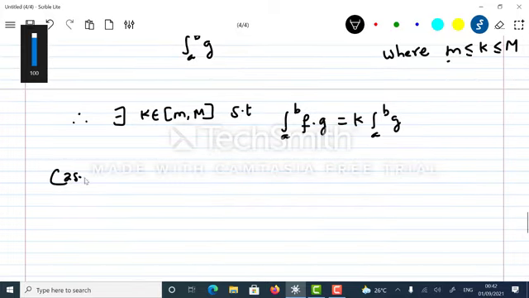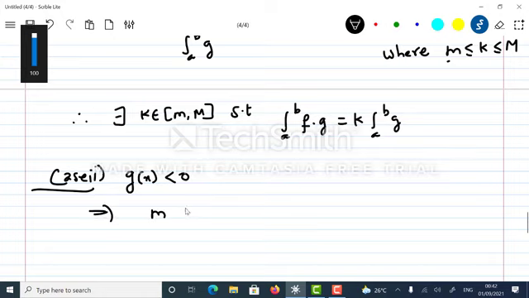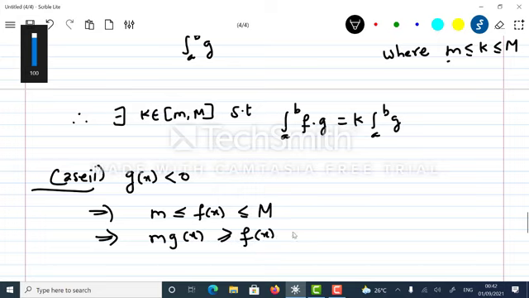So case 2, that if g of x is strictly less than 0. Again I should start with m less than equal to f of x less than equal to capital M. I will multiply this by g, which is negative, so m times g of x. This inequality will change if you multiply with a negative sign, then the inequality changes. Capital M g of x. This is true for all x belonging to the closed interval a comma b.